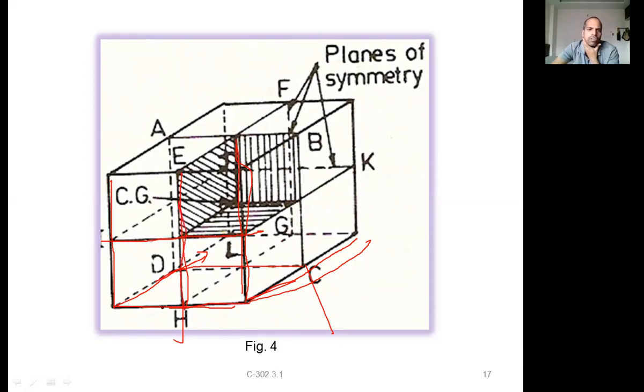So if you take this plane, this is your plane of symmetry, and this is the center point. If you cut at the center point, both sides will have equal mass. That's why we are calling it a plane of symmetry. If you take this side and cut at the midpoint, this is the plane of symmetry. And for the other side, this is one, this is one.